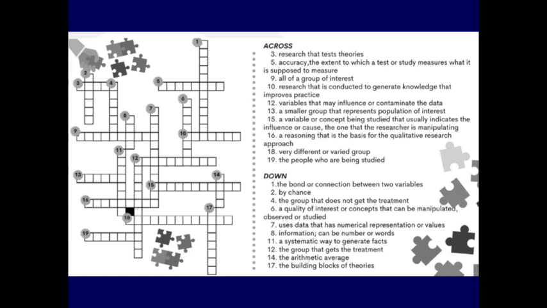Number 11. A systematic way to generate facts. Number 12. The group that gets the treatment. 14. The arithmetic average. And last but definitely not the least, number 17. The building blocks of theories. There you have it.